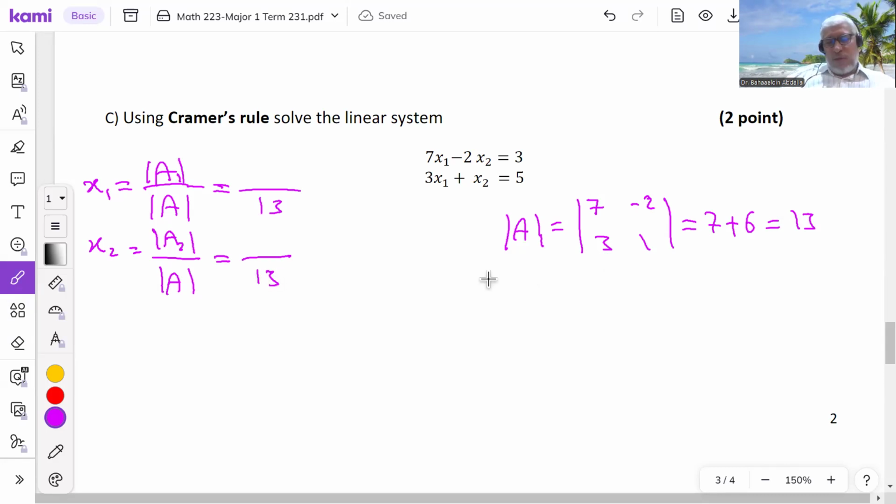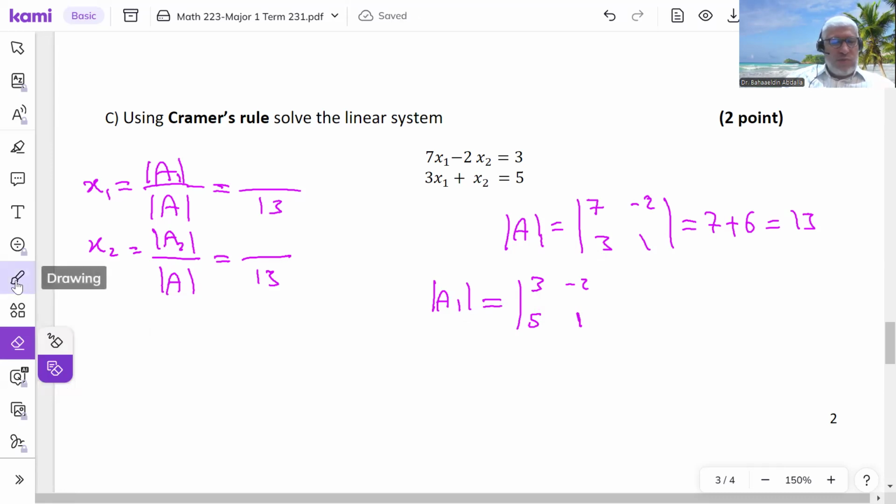Now I need to find the determinant of A1. And how to find the determinant of A1? I replace the first column, 7, 3, in A by the constant terms, 3 and 5. But -2 and 1, keep it as it is. So we change the first column. It's the determinant, so should use the symbol of the determinant.